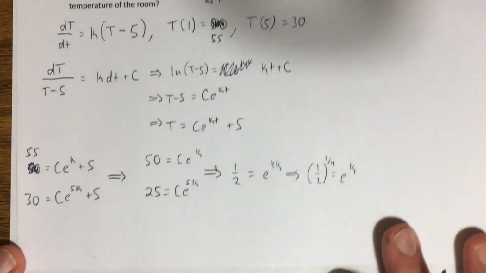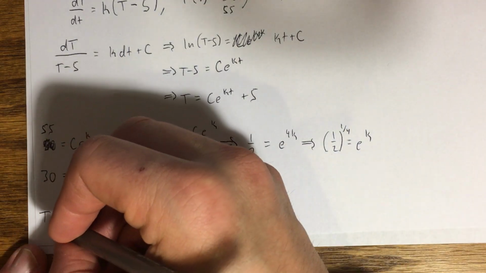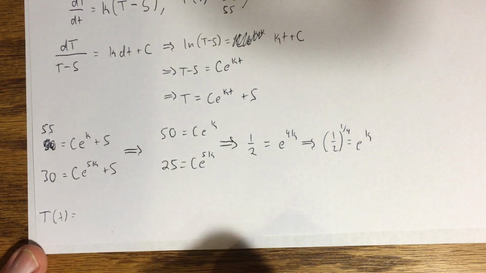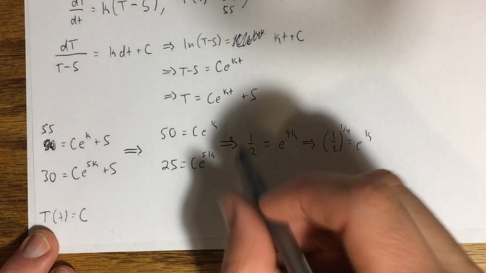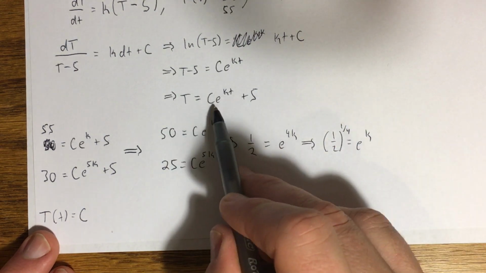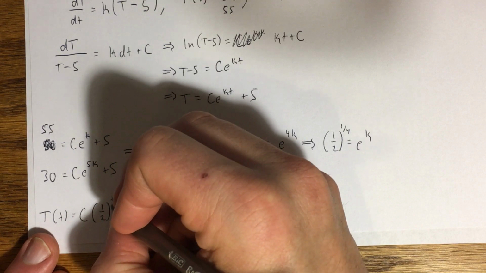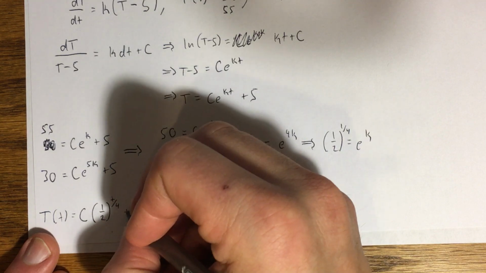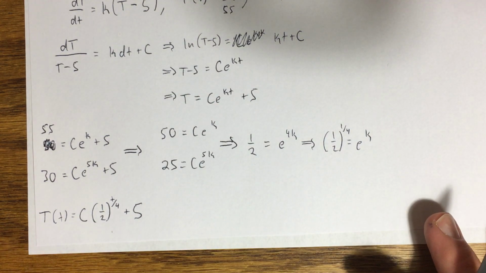Where am I going to write this? Let me write it down here. I'm starting to run out of space. So now my function looks like this. T of t equals, we still don't know c, right? c times e to the k becomes 1/2 to the 1/4 to the power of t. That becomes 1/2 to the t over 4 plus 5, right? So at this point, what's the goal?